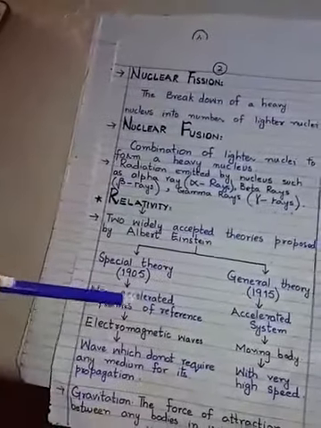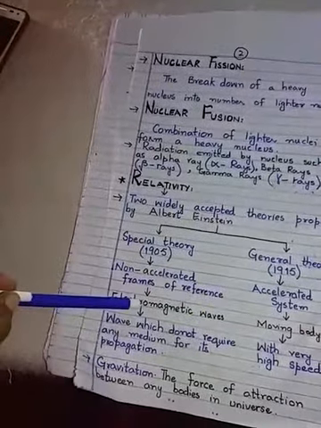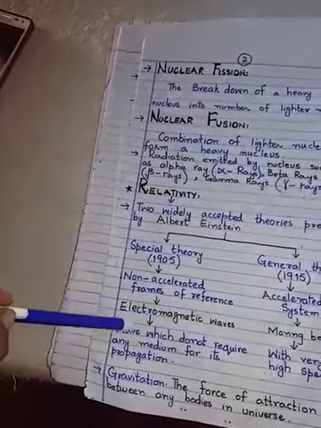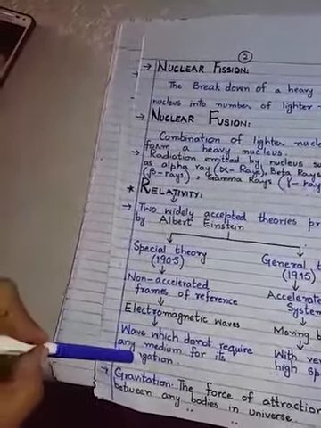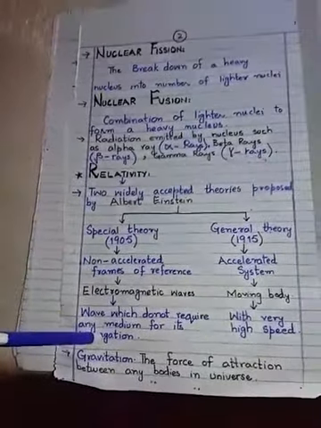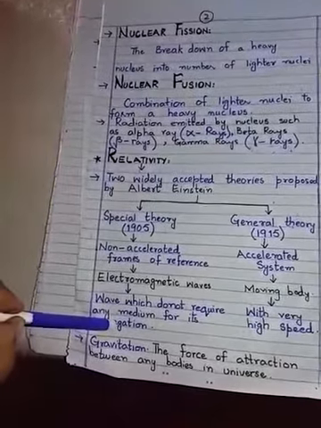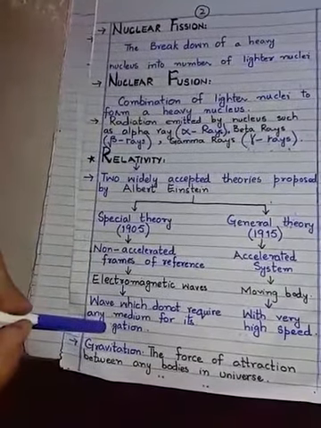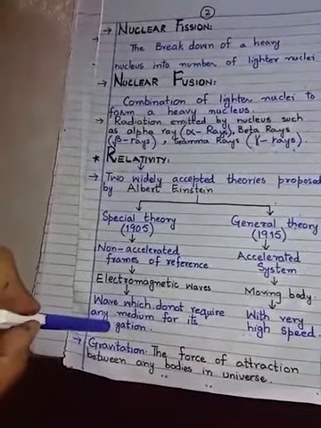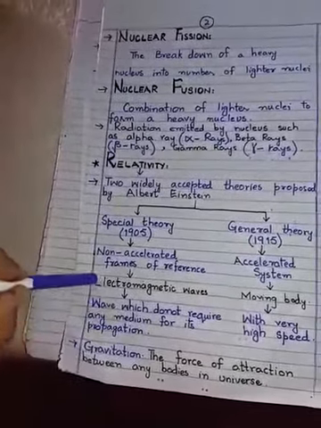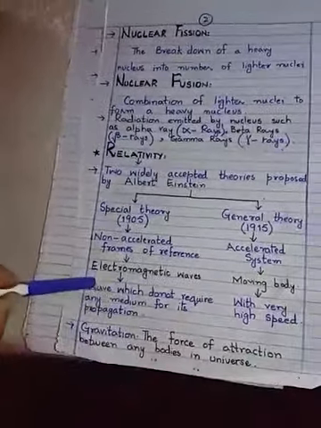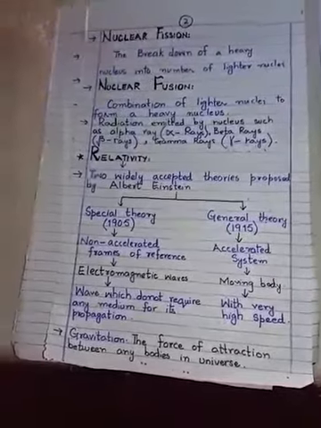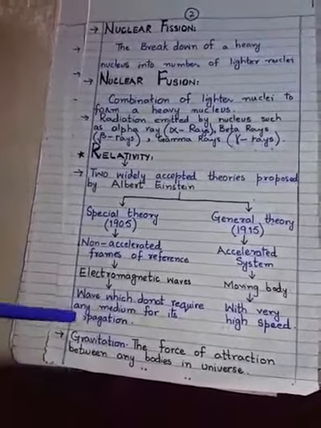The non-accelerated frame of reference theory is related to electromagnetic waves. What are electromagnetic waves, girls? Electromagnetic waves are waves which do not require any medium for their propagation. Suppose there are radiations emitted by the sun, different types of radiation: UV radiation, infrared radiation, visible light rays. All these types of radiation are electromagnetic waves, and these waves do not require any medium for their propagation. They can travel through a vacuum, they can travel through air, so they do not require any type of medium.